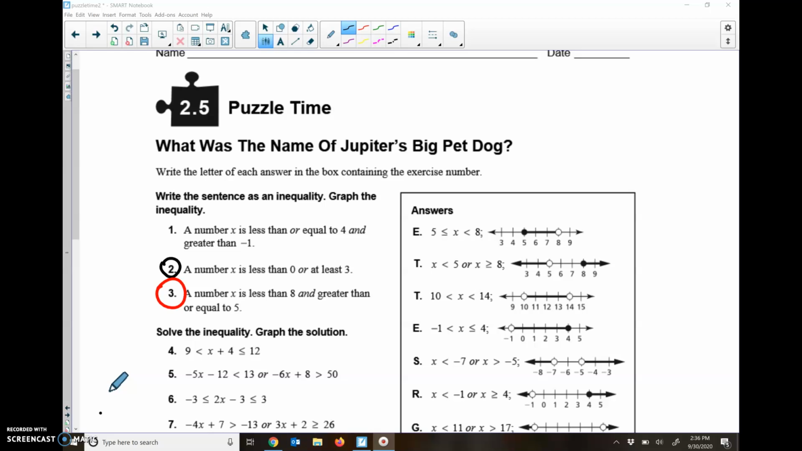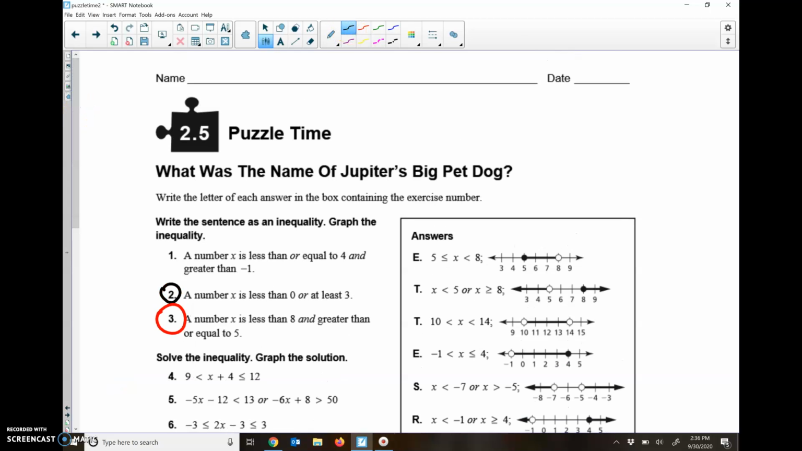What was the name of Jupiter's big pet dog? So we had two cat jokes on the last two, and now we get a dog joke.